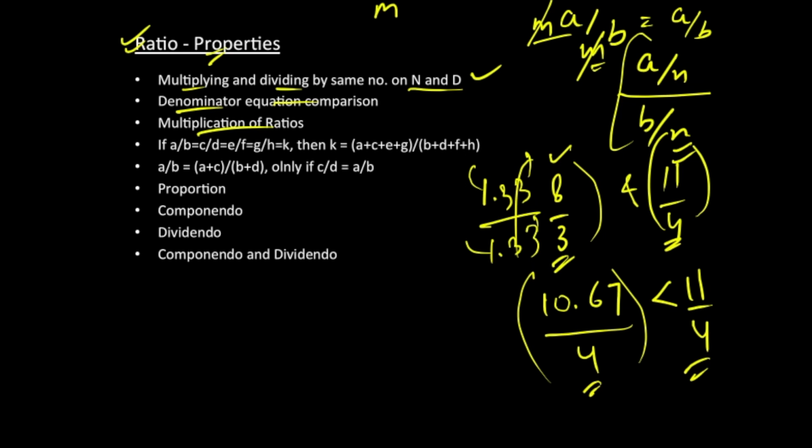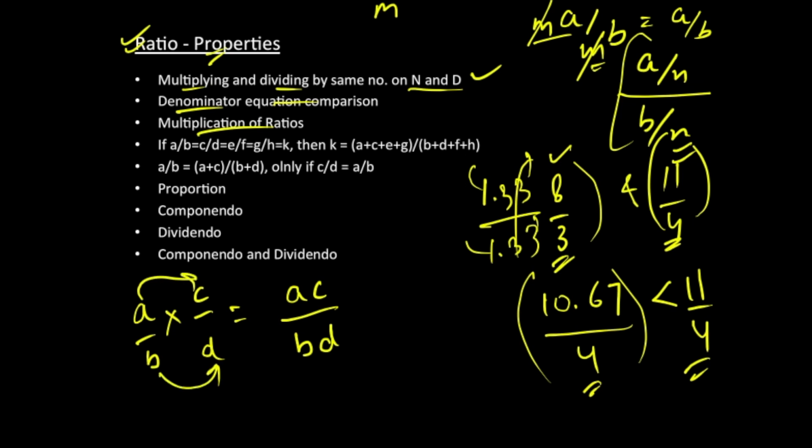Okay, multiplication of ratio. So if A upon B is given to you, and if you have to multiply it by C upon D, your final answer would be A into C divided by B into D. So what you are doing is multiplying the numerators and multiplying the denominators, and this would give you the final answer, which can be obtained by multiplying two different fractions.